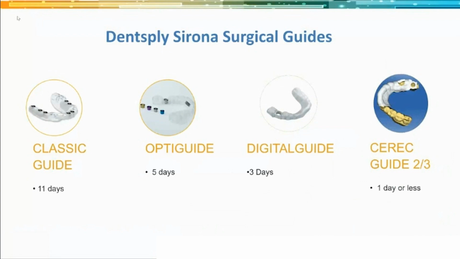Opti guides take about 5 days. They're exported from the software, made with CCAT over in Germany, and shipped to the practice. Digital guides are planned in the software, and they are milled at a milling center or printed in your office. And then CEREC Guide 3 can be a same-day guide, and they are milled in office. CEREC Guide 3s have sleeves specific for Astra EV.